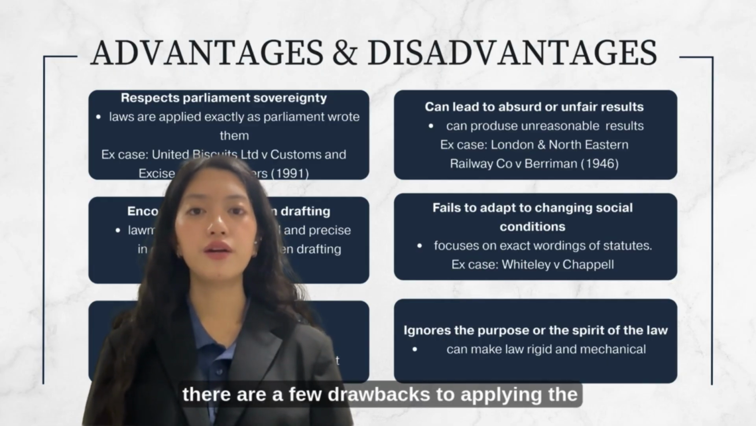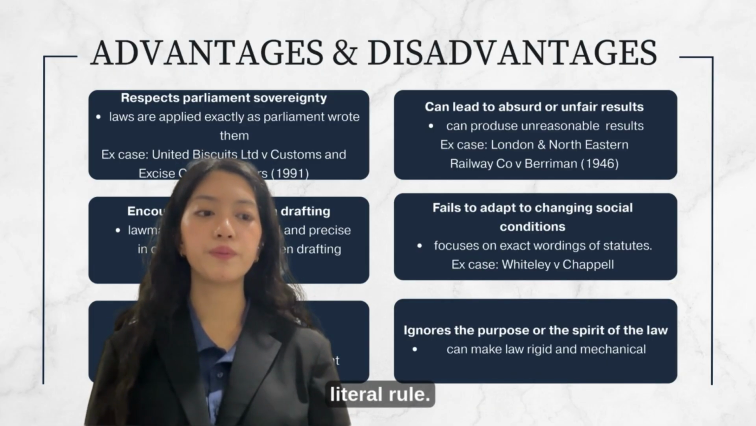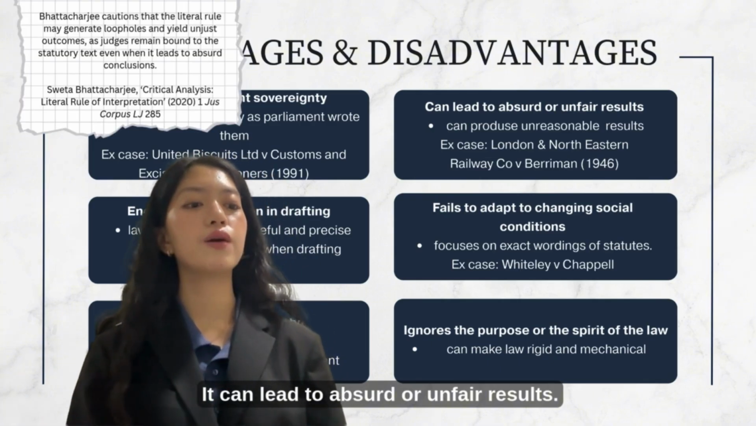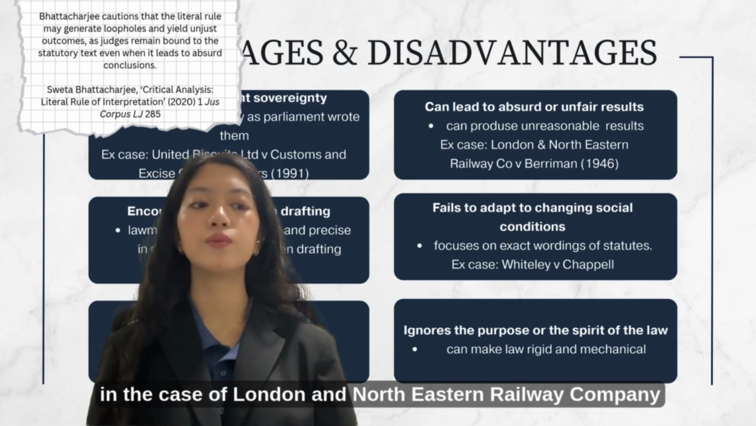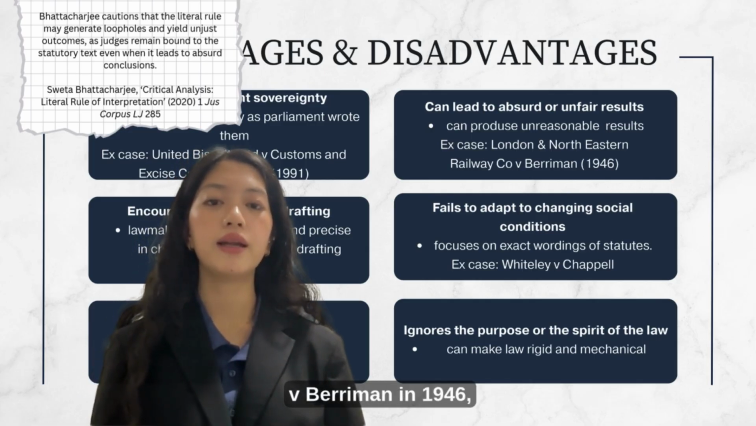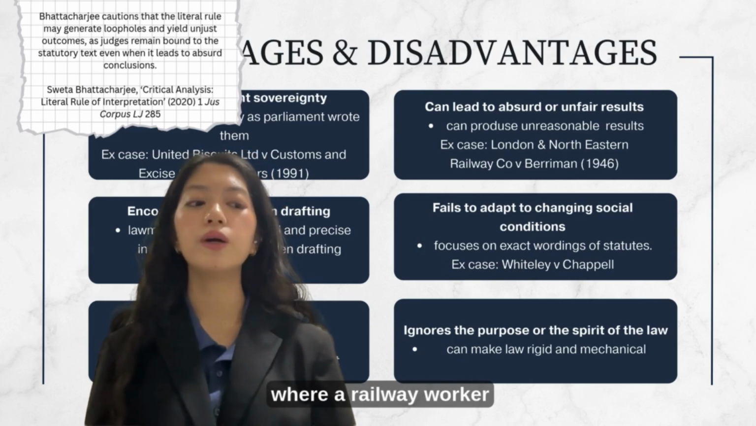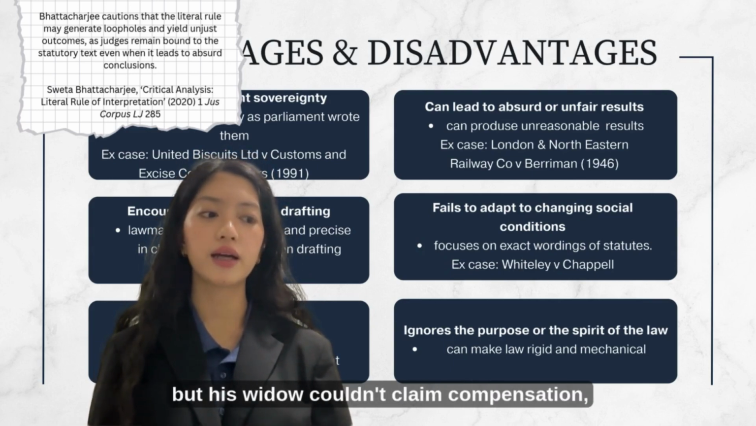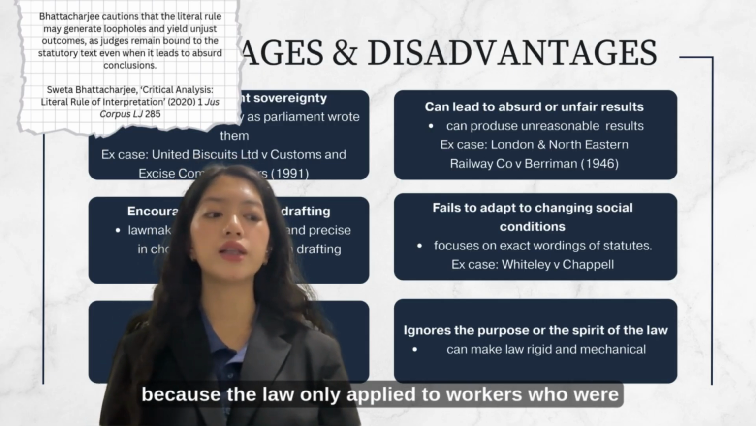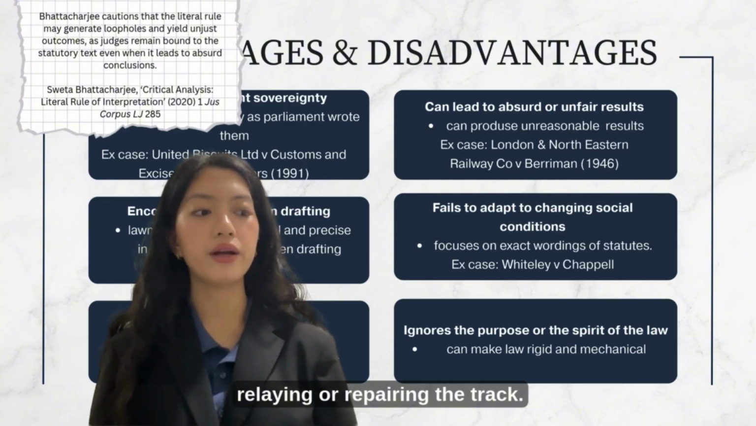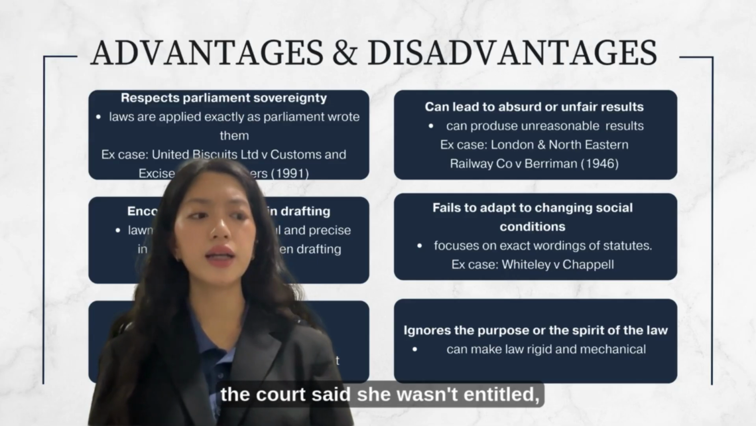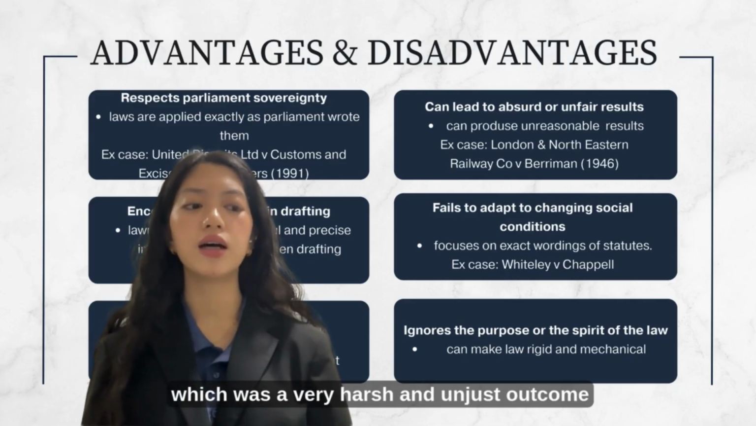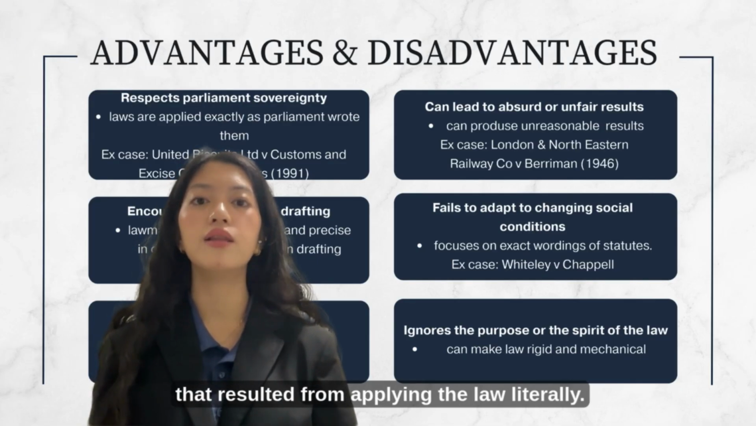However, there are a few drawbacks to applying the literal rule. It can lead to absurd or unfair results. For example, in the case of London and North Eastern Railway Company and Berryman in 1946, a railway worker was killed while maintaining the track, but his widow couldn't claim compensation because the law only applied to workers who were relaying or repairing the track. Since he was only maintaining, the court said she wasn't entitled, which was a very harsh and unjust outcome that resulted from applying the law literally.